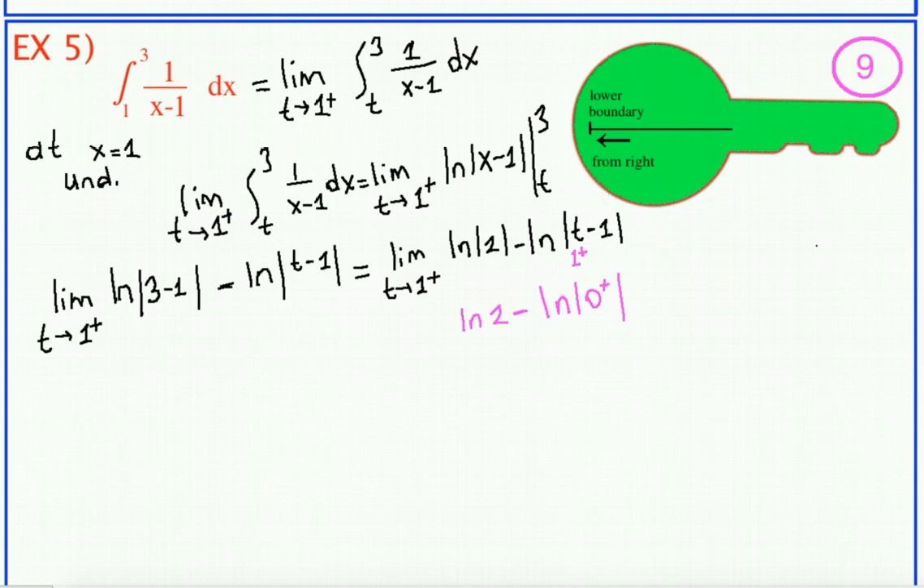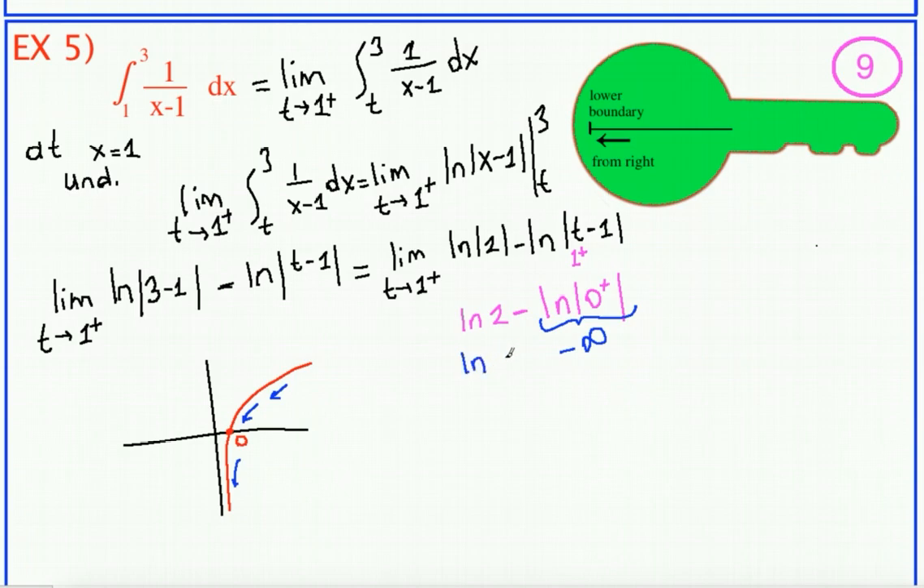Again, if you know the graph of ln, it's going to be very helpful. So let's sketch it roughly. ln is like this. Only at 1 it is 0. So as you approach 0 from the right, your ln value is going to negative infinity. So this is equal to negative infinity.